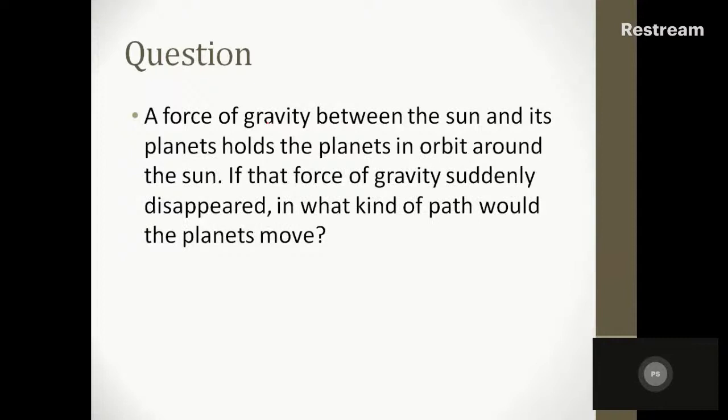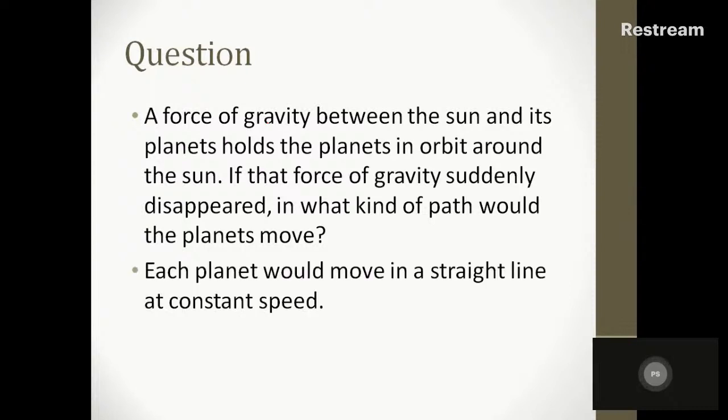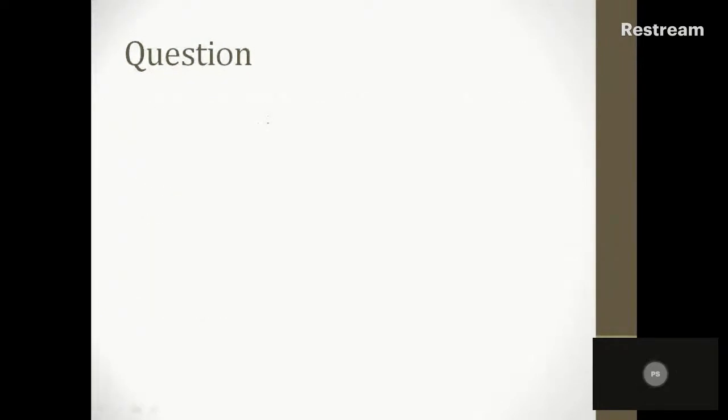The force of gravity between the sun and its planets holds the planets in orbit around the sun. If that force of gravity suddenly disappears, then what kind of path would they follow? Each planet would move in a straight line at constant speed. This we all learn in the gravitation chapter, centripetal force, and so on.